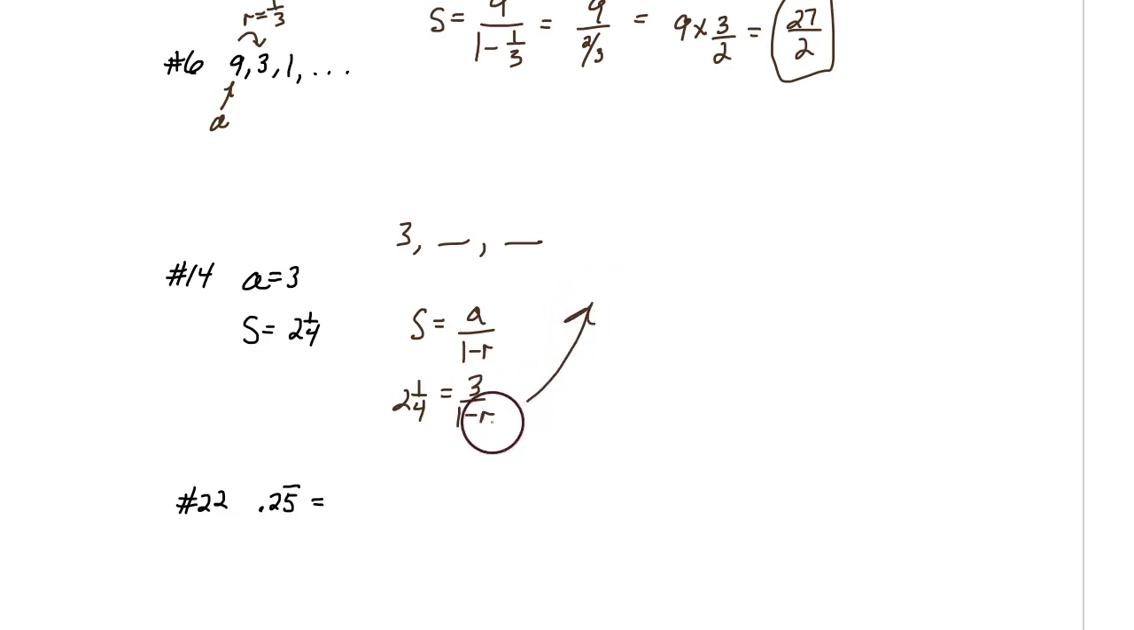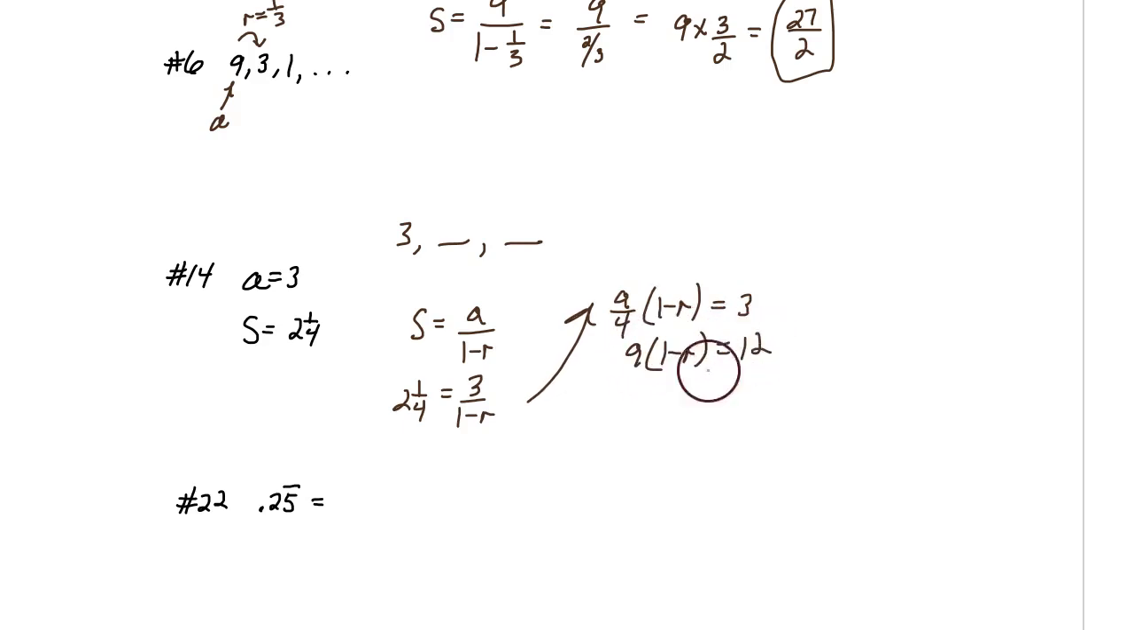Now let's do some algebra to get R alone. So 2 1/4 is the same thing as 9/4, and we can multiply the 1 minus R to get the 3 alone on the right side. Then we can multiply by 4 on both sides.